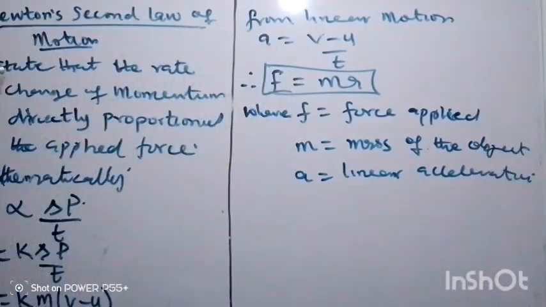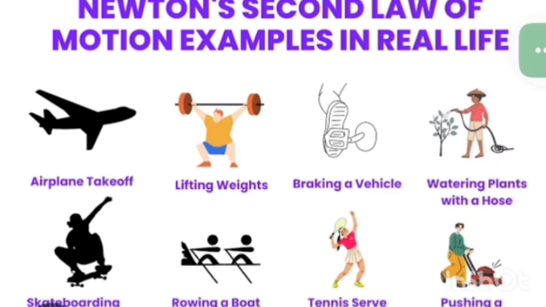The next thing we are going to look at is examples of Newton's second law of motion. We want to look at various examples of Newton's second law of motion. Don't forget, under the first law, we looked at examples also. We want to look at examples under the second law now. As shown on the screen, the first example is an airplane takeoff. When an airplane takes off, it's a typical example of Newton's second law of motion.